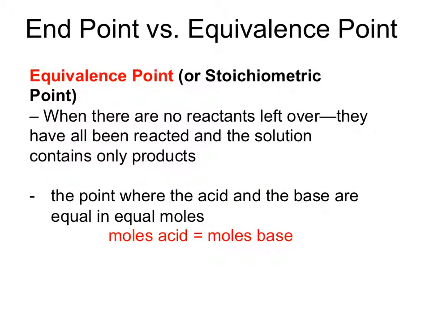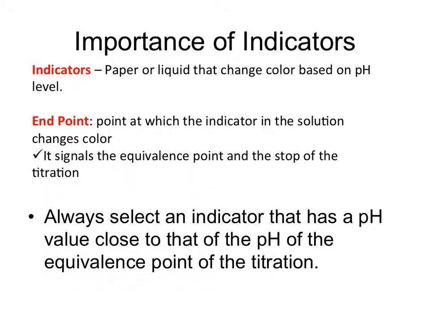When equivalence point has been reached, there are no reactants left over. Both the acid and the base have neutralized each other, leaving behind the products of a salt and water. Remember that stoichiometric point or equivalence point means that the moles of the acid are now equal to the moles of the base. You don't want to forget to add the indicator to the analyte or you won't see a color change. The color change signals endpoint, and endpoint signals equivalence point, that point in which the acid and the base are now in equal amounts and they have neutralized each other, which is the stop of the titration.